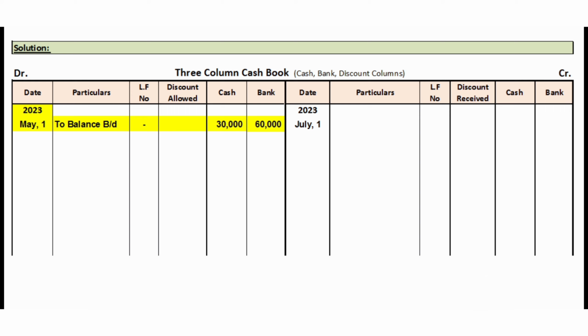To enter this transaction in 3-column cash book, first write on the debit side "To balance brought down" in the particulars column, and enter the cash amount in the cash column and the bank amount in the bank column. In some cases, bank balance may be given as an overdraft balance. In that case, the bank balance has to be recorded on the credit side.